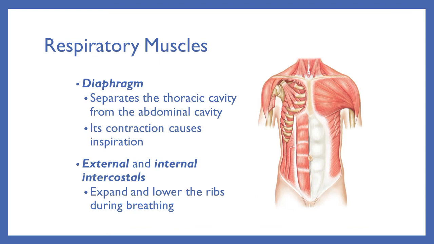The big ones that we have to know are the respiratory muscles. The first one is the diaphragm. It separates the thoracic cavity from the abdominal cavity. The contraction of the diaphragm causes inspiration or breathing in. Then we have the external and internal intercostals around the ribs and they assist us with breathing.